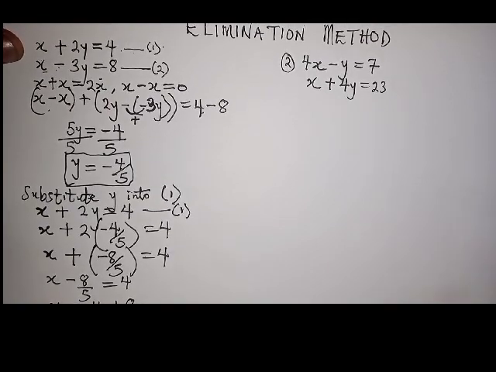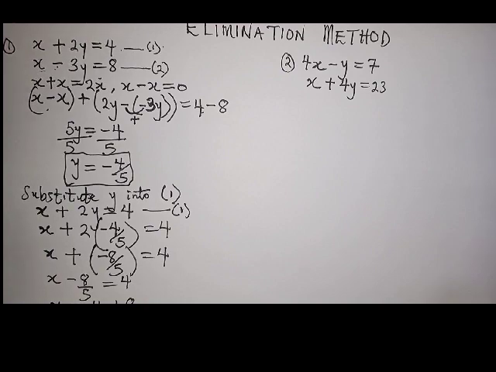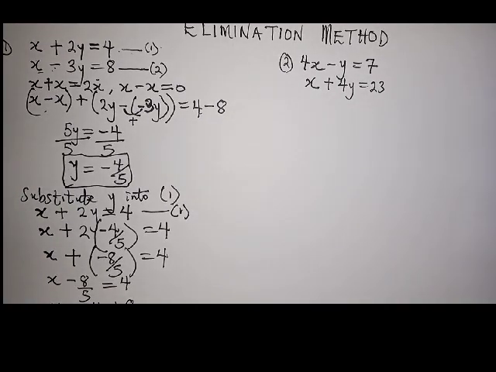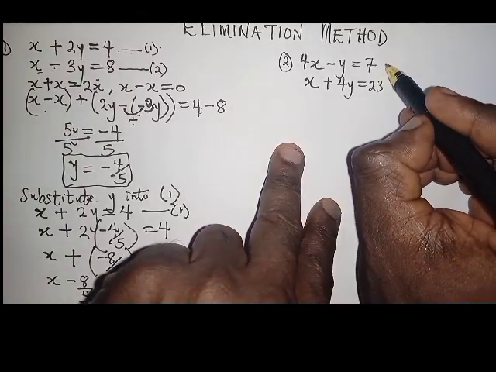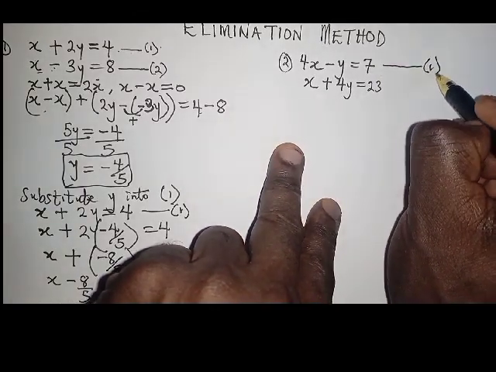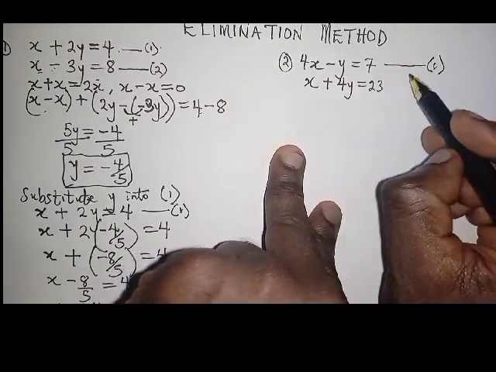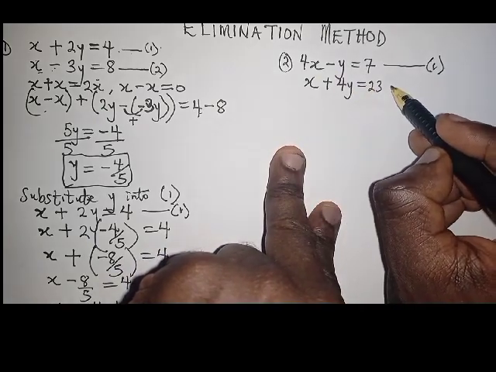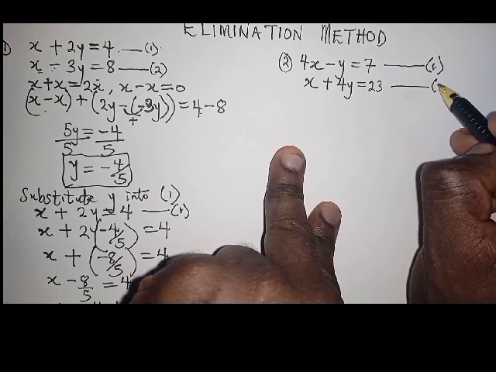Now we have a second problem there. So I'm going to quickly solve this too. The first equation says 4x minus y equals 7. Then the second equation says x plus 4y equals 23.